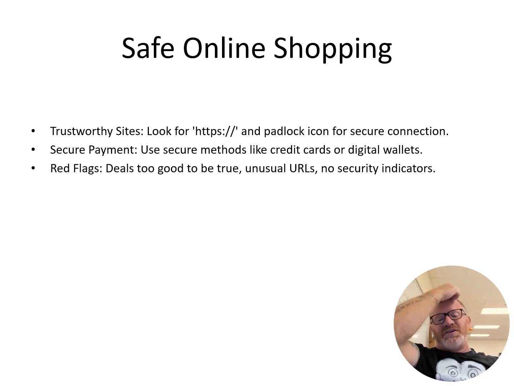Look for things like the HTTPS, more likely to be a trusted site. Doesn't always mean it'll be perfect. The padlock icon up in the search bar shows a secure connection, means somebody else isn't spying in, watching in on that connection right now.